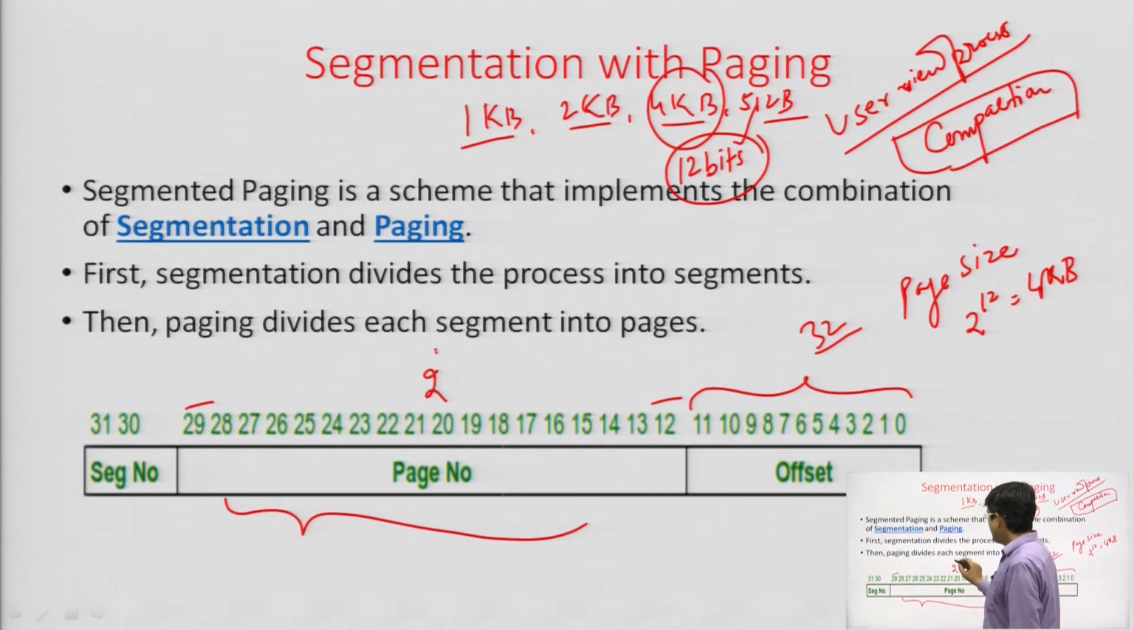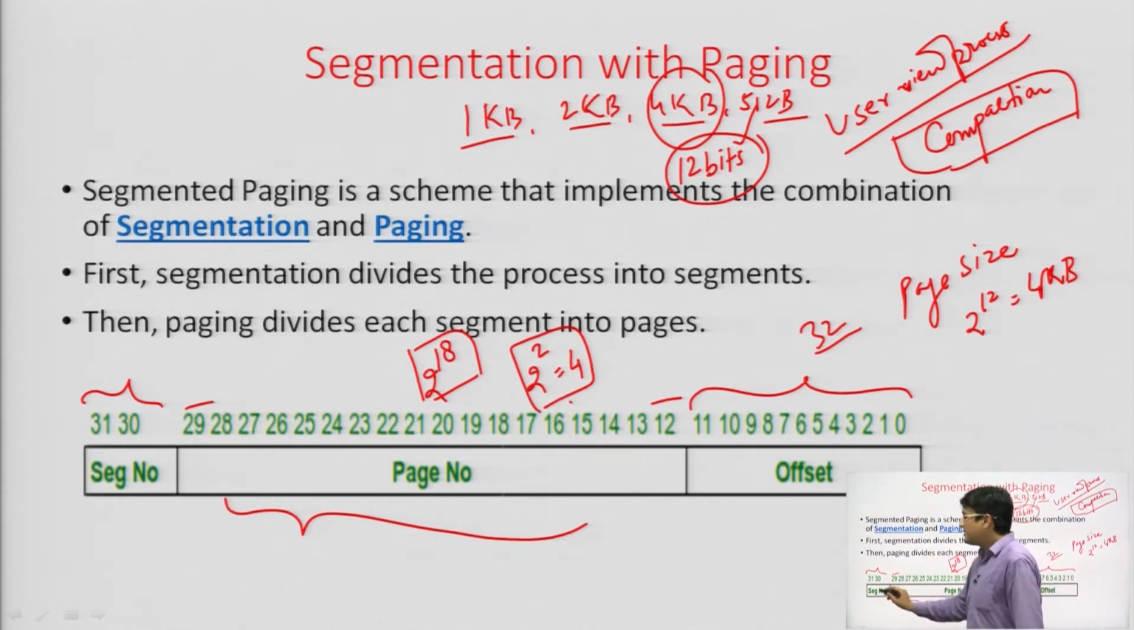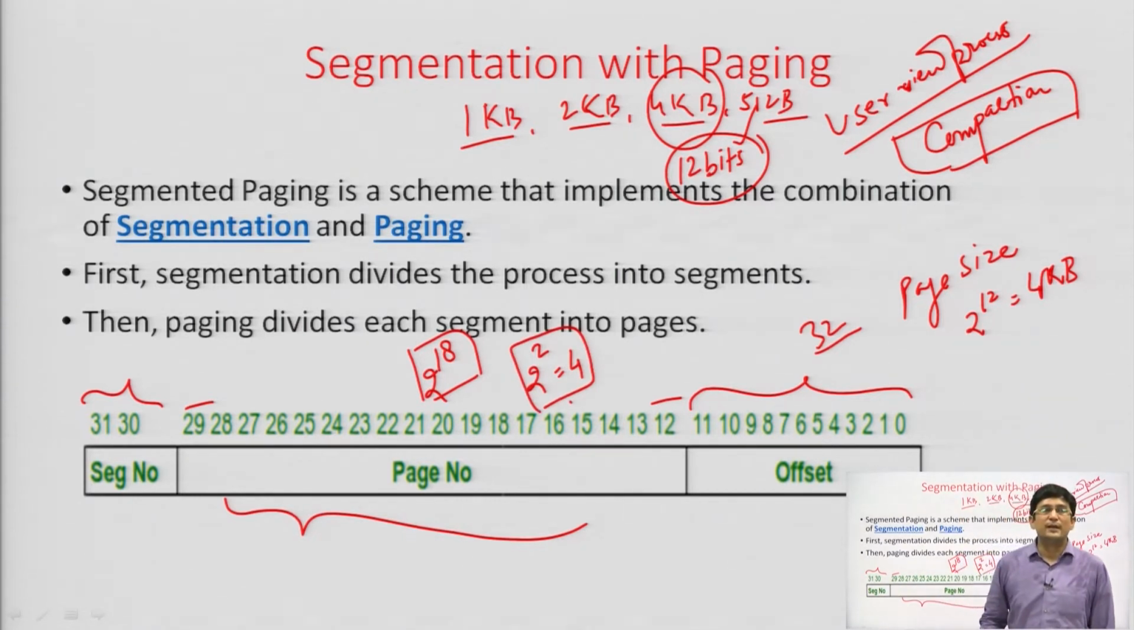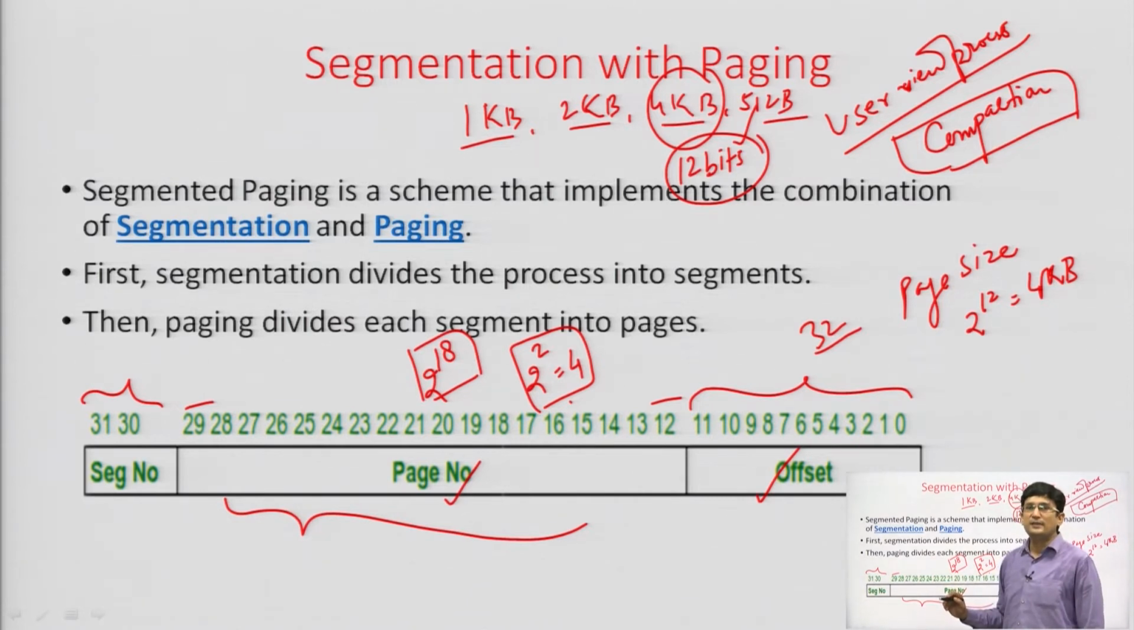So, the total number of pages will be 2 raised to the power 18 in one segment, and the segment number, bits 31 and 30, means 2 bits. It means there are 2 squared, that is 4 segments. So, this is the address split of the logical address issued by the CPU, where we divide it into 3 parts. One part is the size of the page, then the number of pages in one segment, and then the segment number, which segment we are referring to.